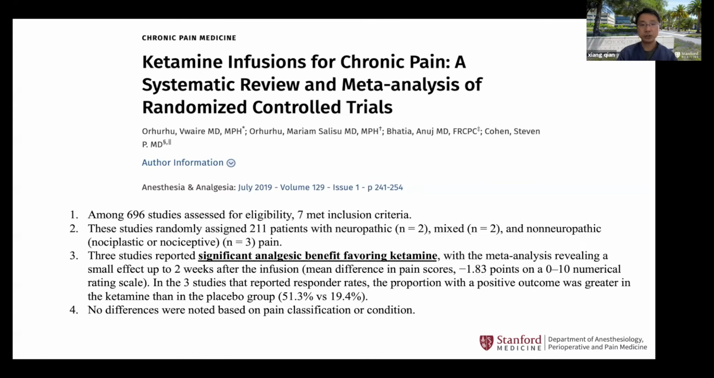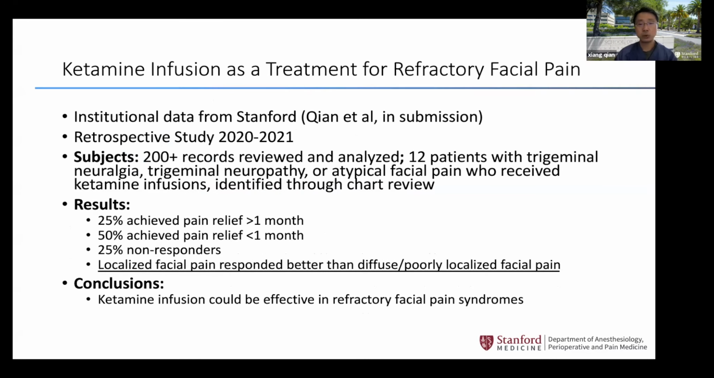This is very encouraging to us. And then in 2020, I led a retrospective study, and we reviewed the cases. Indeed, this is consistent with the findings that 75% of people with trigeminal neuralgia or trigeminal neuropathy responded well to ketamine infusion. They have good short-term and long-term relief. Two of the patients actually had more than 6 months of relief after a one-time infusion.